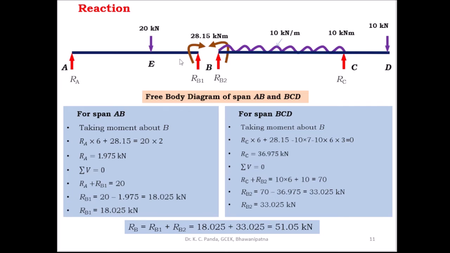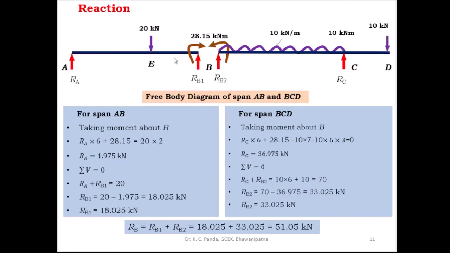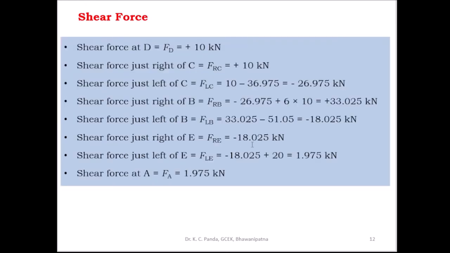Then shear force just left side of B. So here you have to take the upward reaction, that is negative. So this is 51.05. So shear force just left of B, FLB is equal to 33.025 minus 51.05. This is equal to minus 18.025 kilonewton. Then shear force just right of E remains constant. FRE is equal to minus 18.025 kilonewton.